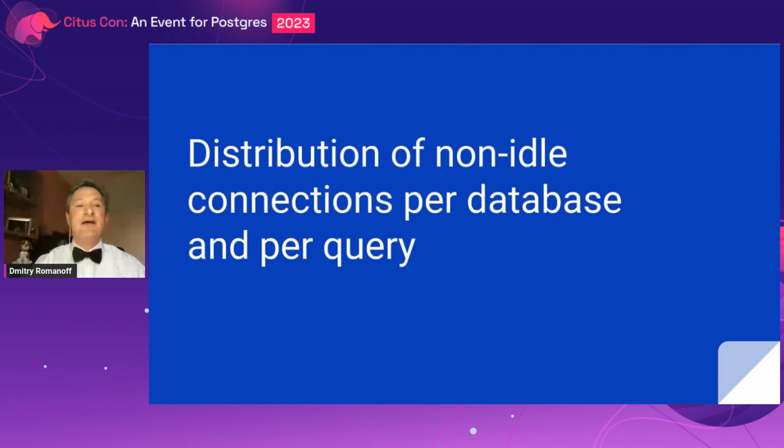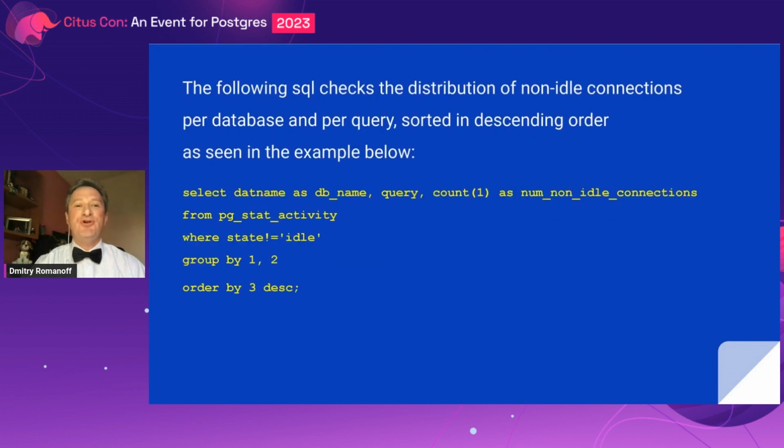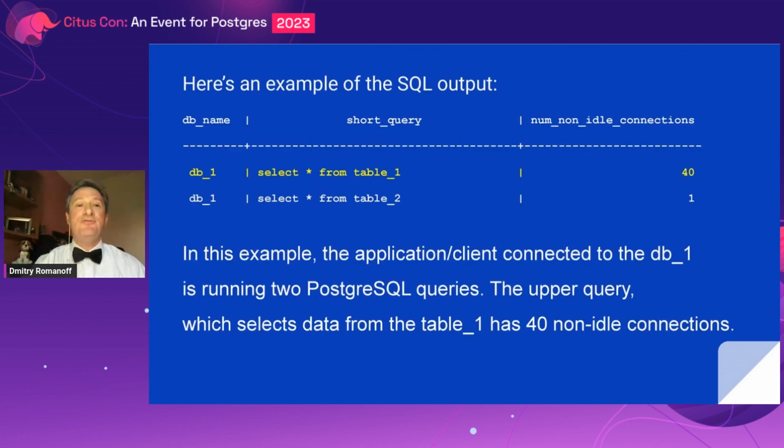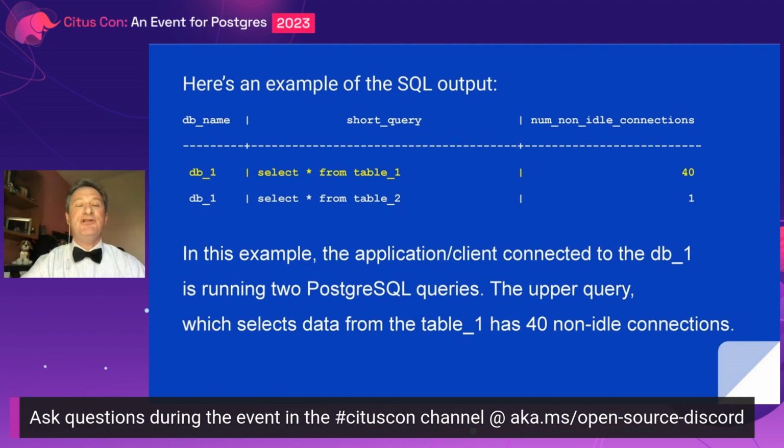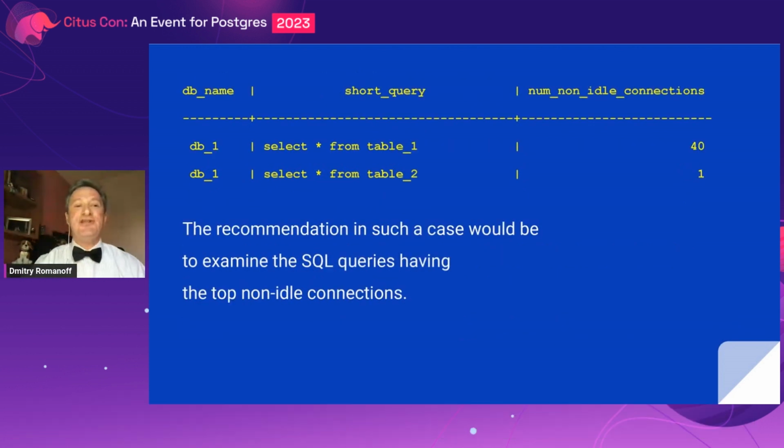Distribution of non-idle connections per database and per query. The following SQL checks the distribution of non-idle connections per database and per query, sorted in descending order as seen in the example below. Here is an example of the SQL output. In this example, the application client connected to the database 1 is running two Postgres queries. The upper query, which selects data from the table 1, has 40 non-idle connections. The recommendation in such a case would be to examine the SQL queries having the top non-idle connections.